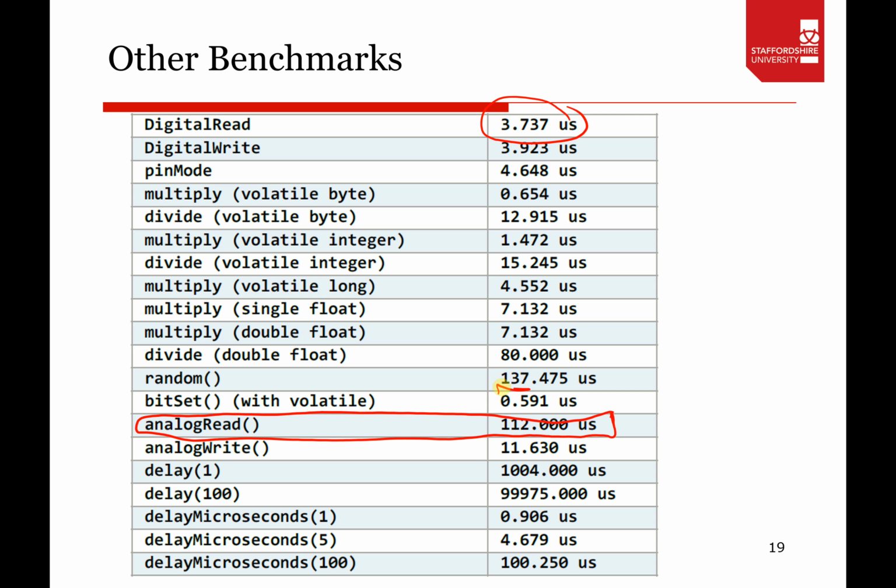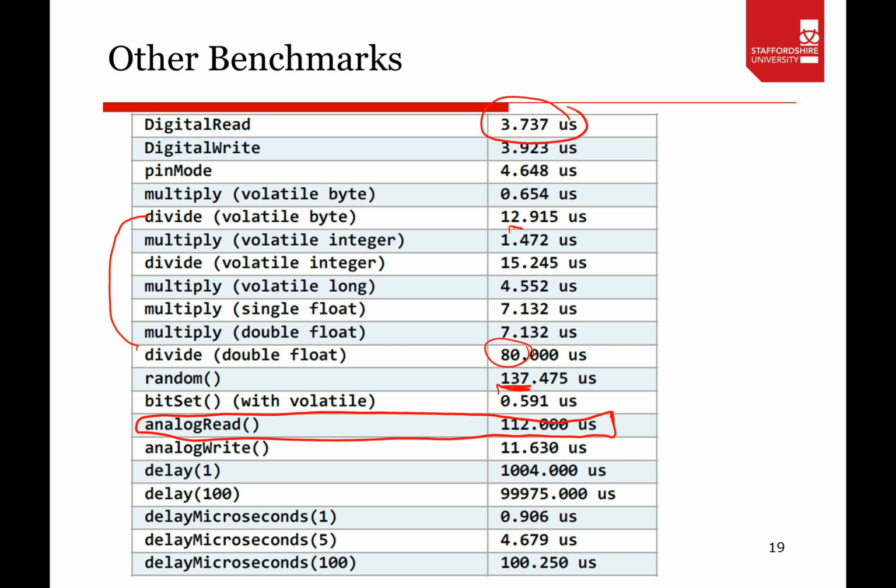Random takes 137 microseconds. Dividing a double float by a double float is 80 microseconds, compared to dividing a volatile byte, which is 12 microseconds, sorry. Digital read, digital write, 3 microseconds.